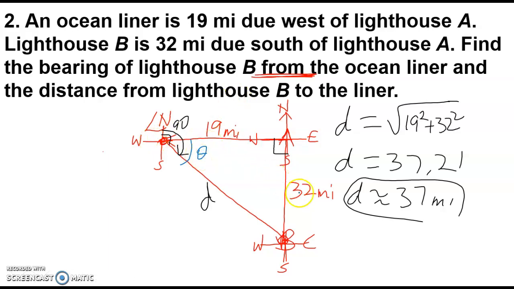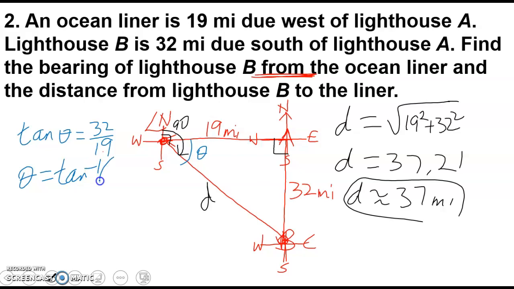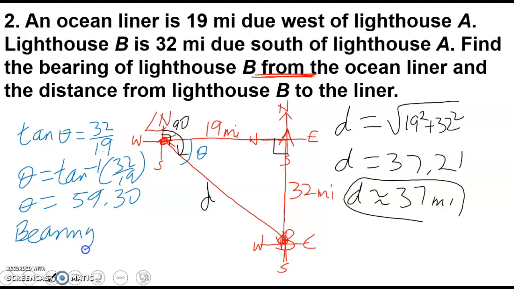So again, we have opposite and adjacent, so that's tangent. Tan theta is opposite, which is 32, over adjacent. Again, the one that is adjacent has to connect with that angle. So theta is going to be the inverse tan of 32 over 19, which is about 59.30. Now if we take that and add it to 90, we get the whole angle. So the bearing is going to be 90 plus 59.3, which is about 149.3 degrees.